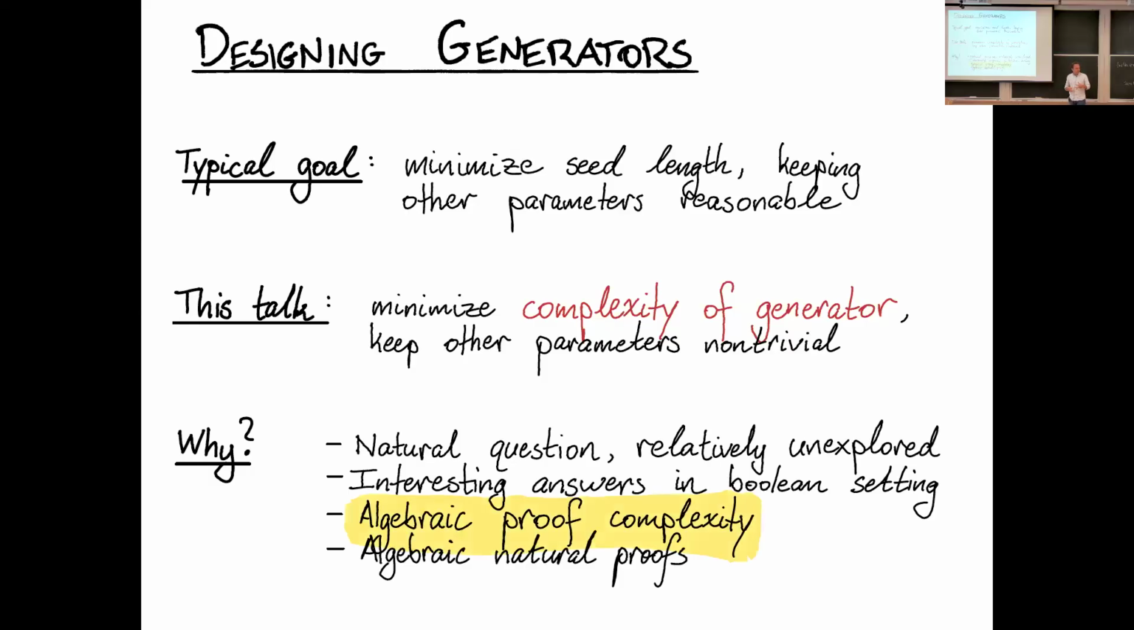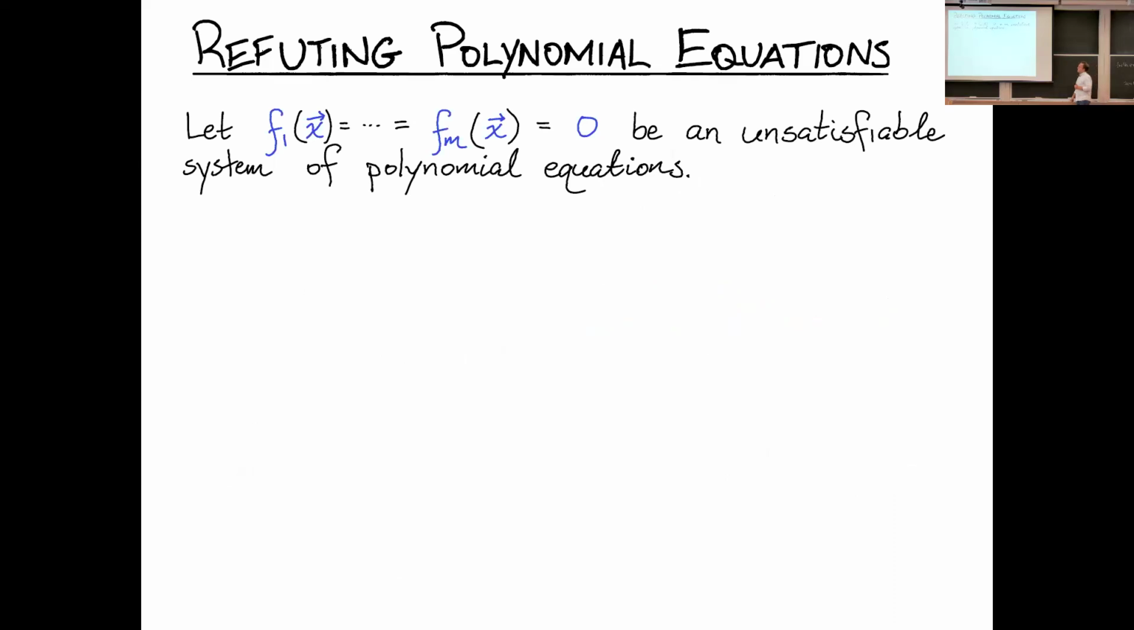And I want to highlight a little bit the connection to algebraic proof complexity as a bit of a motivating question for this work, and also to give you some idea of why the construction and the theorem I'll tell you about is interesting. So we saw some proof complexity yesterday. So this is more about the algebraic side of proof complexity and algebraic proof systems.